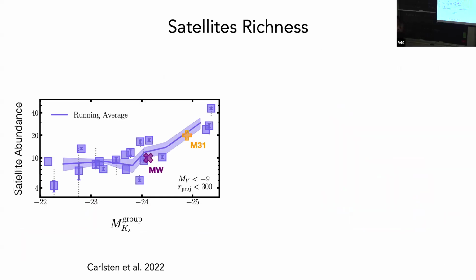If we look at the satellite richness, so how many satellites as a function of the absolute magnitude, we see that on average, more massive groups are orbited by more massive galaxies. We also see that the Milky Way and M31 seem pretty typical. Okay, so that was one of the goals.